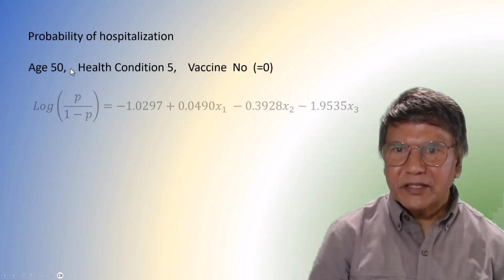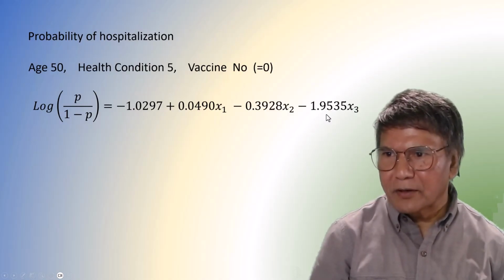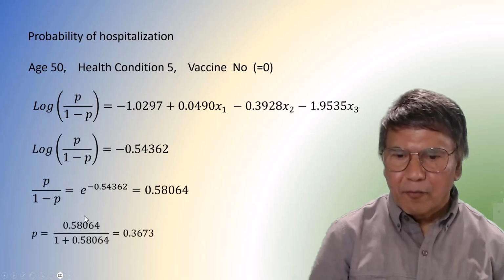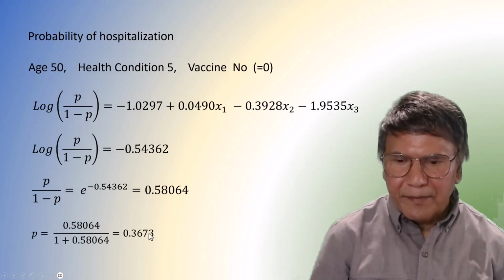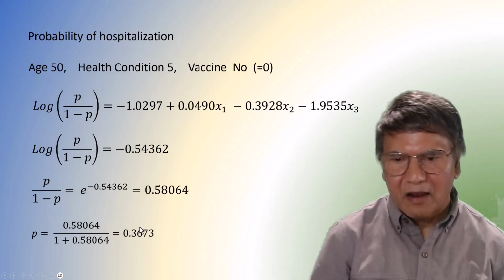Okay, so someone did not take the vaccine. Same thing, 50, 5, and didn't take the vaccine. Once again, this becomes 0 now. When we do the same calculations, we get probability equal to 0.3673. So this is a higher probability than the other person. It's still below 50%, regardless it's high.